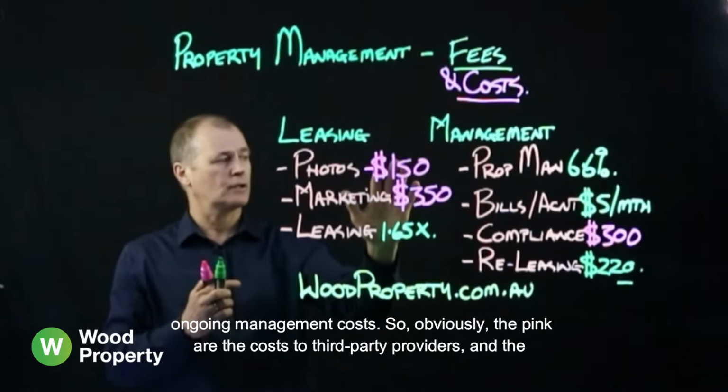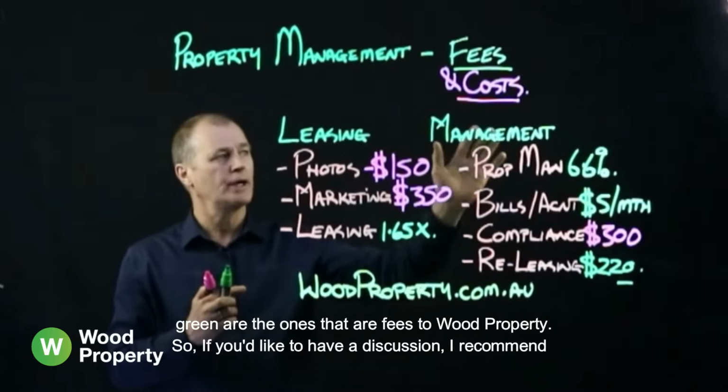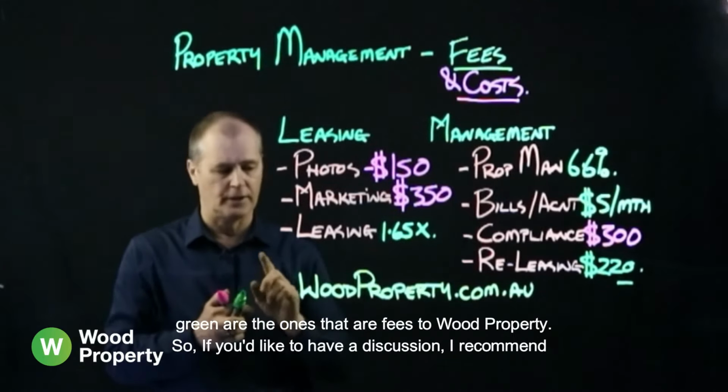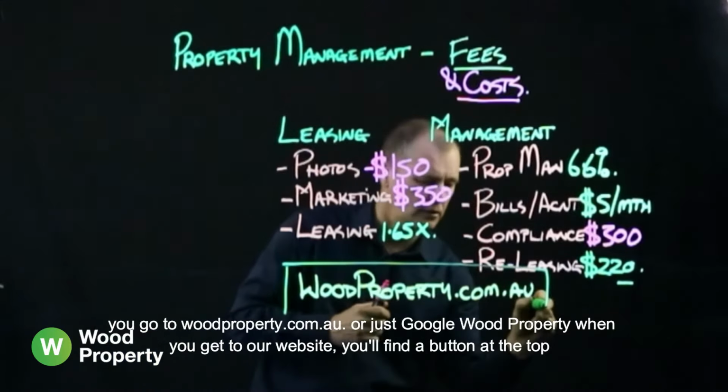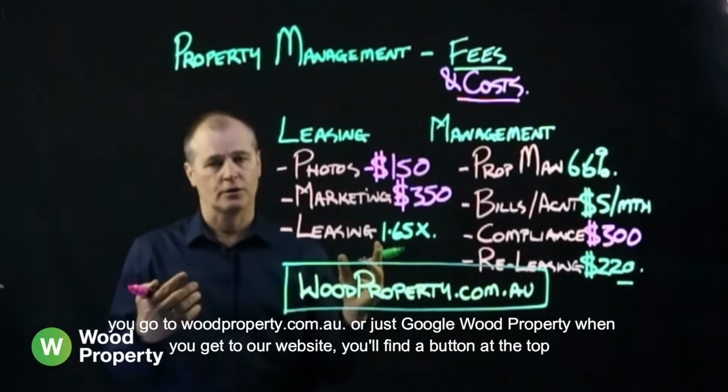So obviously the pink are the costs to third-party providers, the green are the ones that are fees to Wood Property. So if you'd like to have a discussion, I recommend you go to woodproperty.com.au or just Google Wood Property.